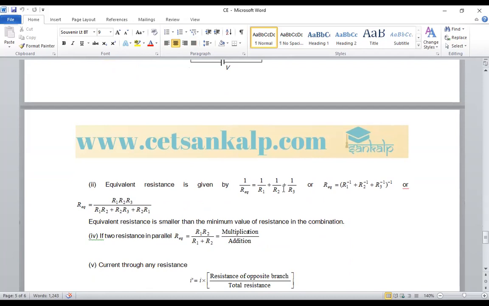If they are connected in parallel, then the equivalent resistance is 1 by Rp equal to 1 by R1 plus 1 by R2 plus 1 by R3. In general, Rp equals R1 R2 R3 divided by R1 R2 plus R2 R3 plus R3 R1. ಯಾವ್ದು ಬಂದು ನಾವೇನು ಮಾಡ್ಬೋದು, ಅದರಲ್ಲೇ ಡೈರೆಕ್ಟಾಗಿ ಎಲ್ ಸಿ ಎಮ್ ತೊಗೊಂಡು ಸಾಲ್ವ್ ಮಾಡಿ ಫೈನಲ್ ಆಗಿ ರೆಸಿಪ್ರೋಕಲ್ ಮಾಡಿ. Okay, so if there are two resistors, the equivalent resistance is smaller than the minimum value of the resistance in the combination. Keep that in mind.